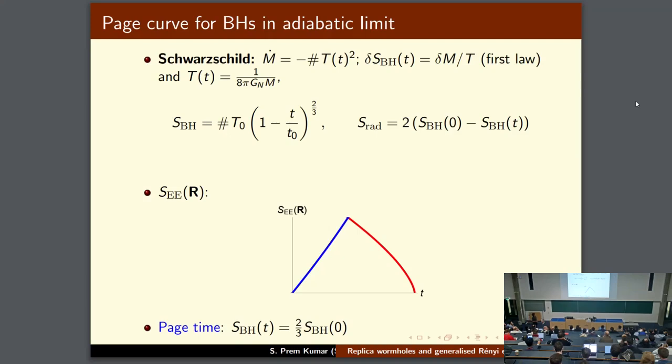You can look at the prediction for the entanglement entropy of the radiation as if it followed the Page curve, and this is the kind of picture that you would get. And so the Page time at which this crossover occurs is a macroscopic time scale. It's a time scale at which the black hole is macroscopic, the entropy of the black hole is macroscopic, and the entropy of the radiation is also macroscopic.